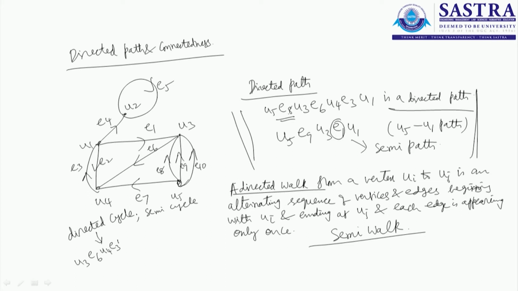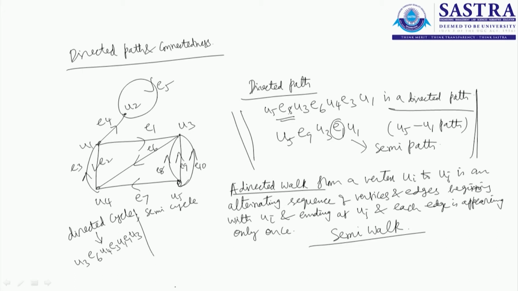Now you can see, for this graph, U3, E6, U4, E3, U1, E1, U3. This is a directed cycle. From U3 I move to U4 through E6. From U4 I go to U1 through E3, and from U1 I go to U3 through E1. So I have started with U3 and ended with U3, so that would be a directed cycle.